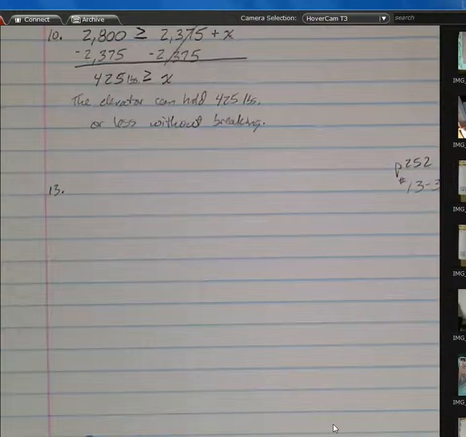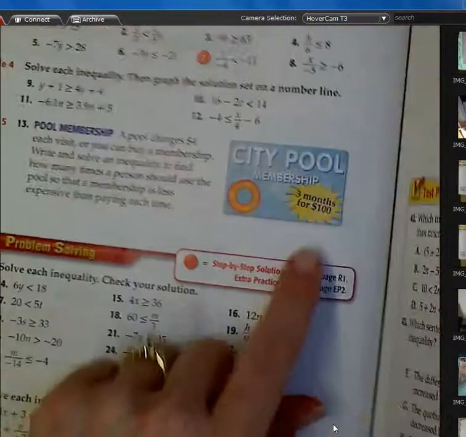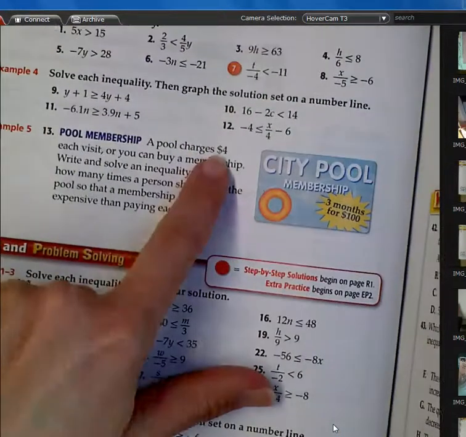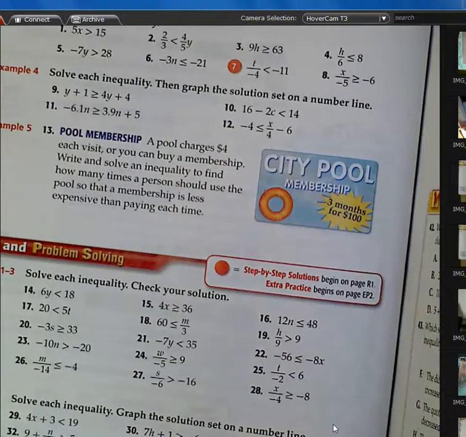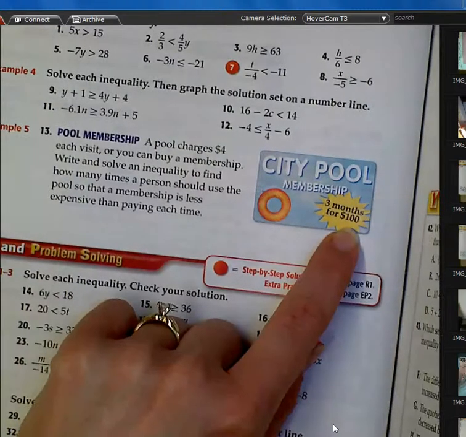Or we can buy a membership. How much is the membership? Where did you see that? It doesn't say it in the paragraph, so you have to look carefully. So we could do $4 times however many visits we do, or you can just pay $100.